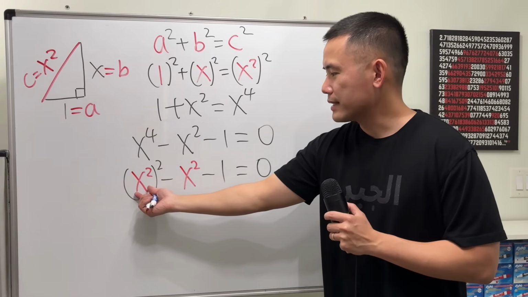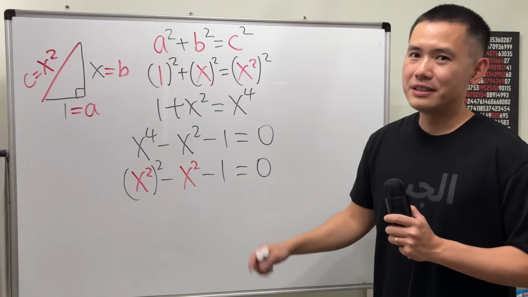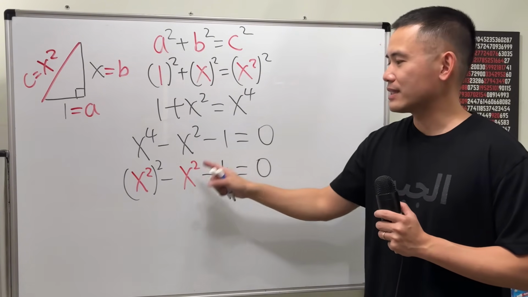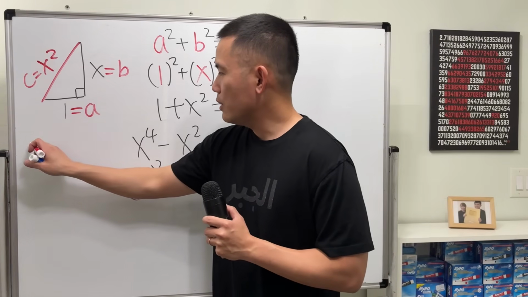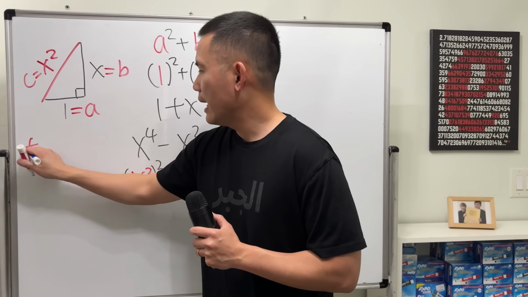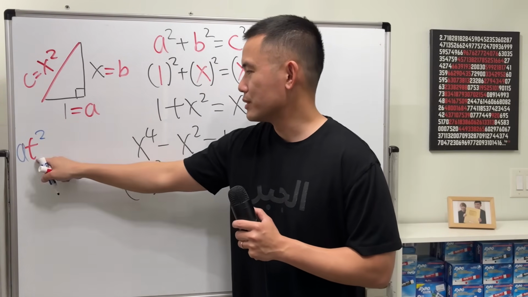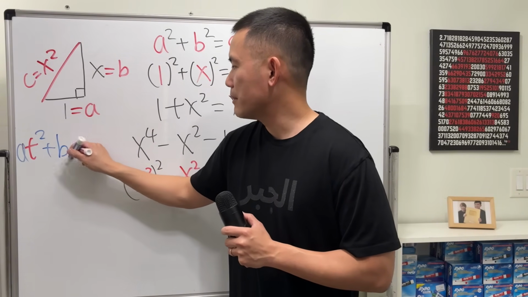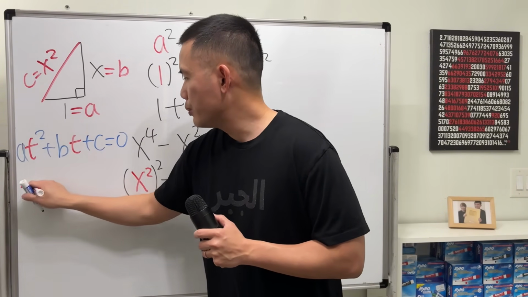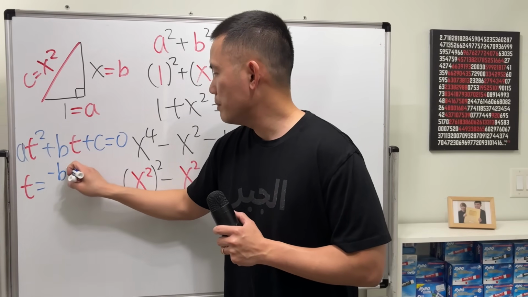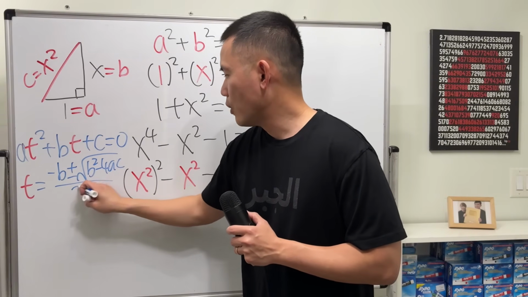Have a look. Here we have the input x squared, and here we have the same input, right, to the 1st power. This is a quadratic equation in terms of x squared. We can use the quadratic formula. Here, let me write down, let's say a t squared, because I have x right here already, let me use t, plus some number b times t plus c. If this is equal to 0, then the input t is negative b plus or minus square root of b squared minus 4ac all over 2a.